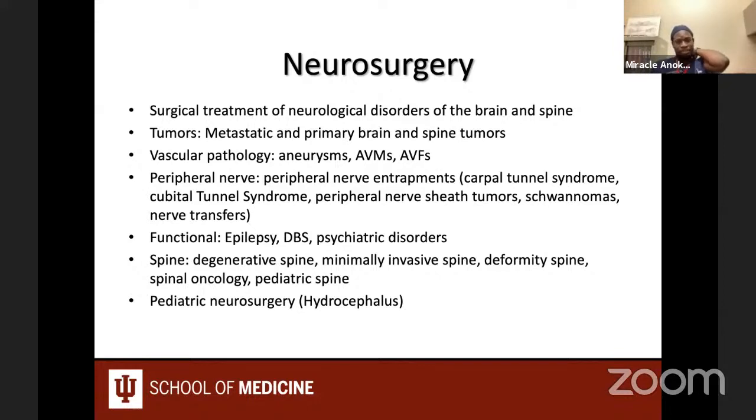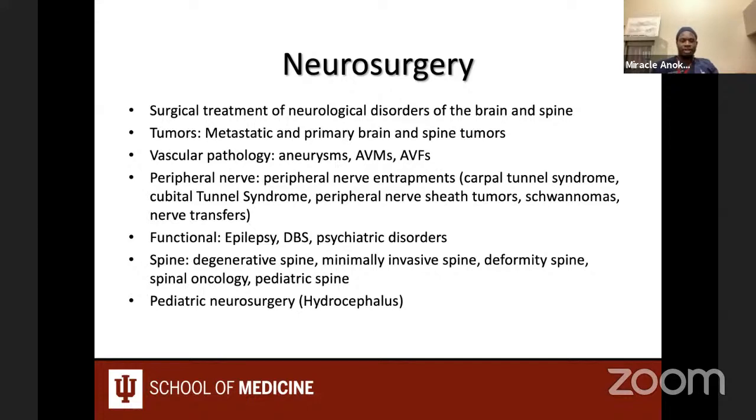We also treat vascular pathology, which involves things like aneurysms, which are areas of the blood vessels in the brain that become weak and then form outpouchings that can actually bleed out and cause significant neurological deficits. We treat arteriovenous malformations, also known as AVMs, and we also treat arteriovenous fistulas as well. So there are multiple vascular pathologies within the brain itself that we treat. One of them that's not mentioned here is called Moyamoya disease, which is a very, very interesting pathology that affects the cerebral circulation. We also treat peripheral nerve disorders, and these include peripheral nerve entrapments.